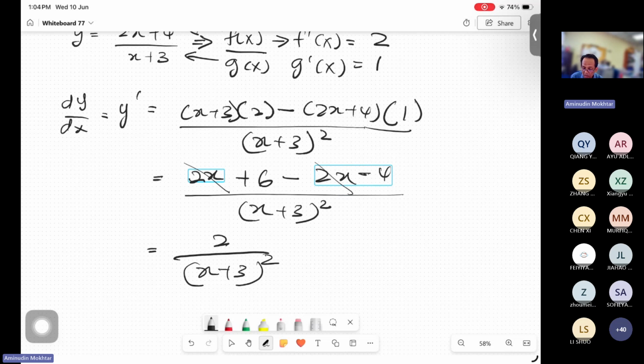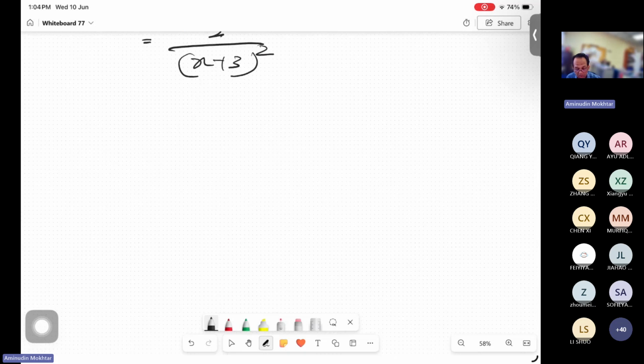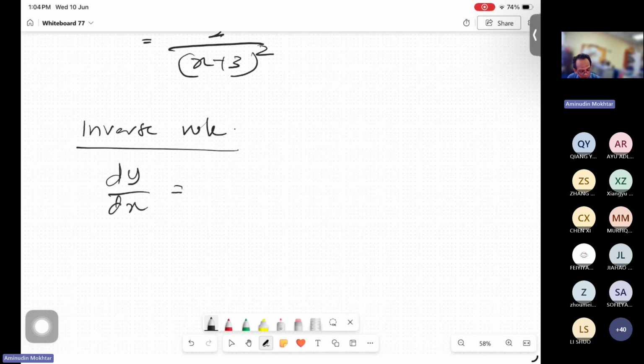Okay, the next one is the inverse rule of the derivative. For example, dy/dx is equal to 1 over dx/dy. Okay, that is the inverse rule. For example, how do we apply this concept?